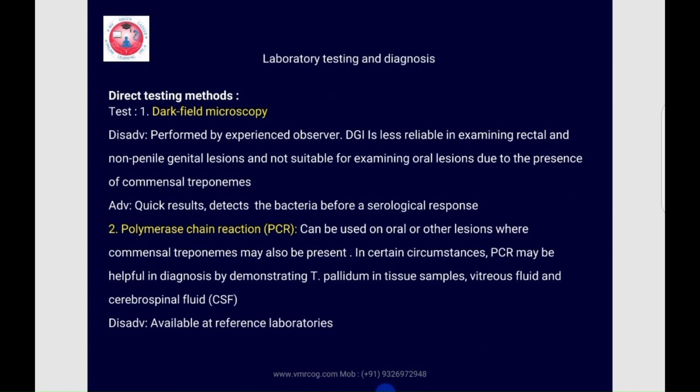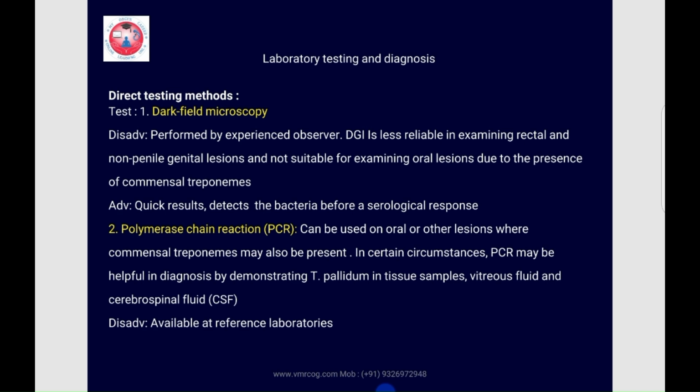So now coming to the lab diagnosis, lab testing and the diagnosis in cases of syphilis. So what are the testing methods? Direct testing methods such as dark field microscopy and polymerase chain reaction. So you can have a direct testing of the organism by these two techniques. One is dark field microscopy and second is polymerase chain reaction.